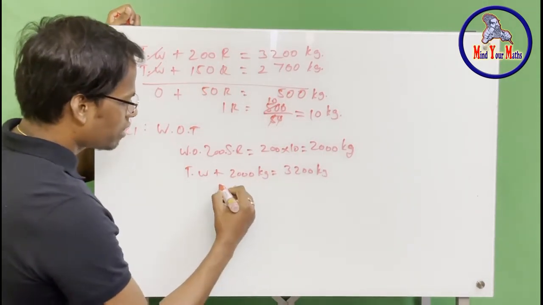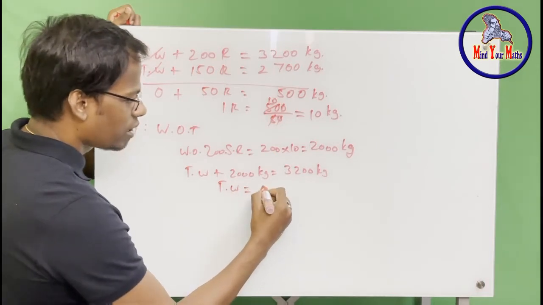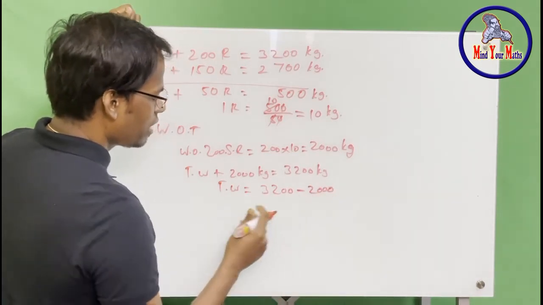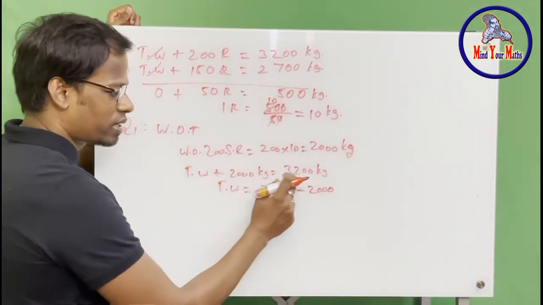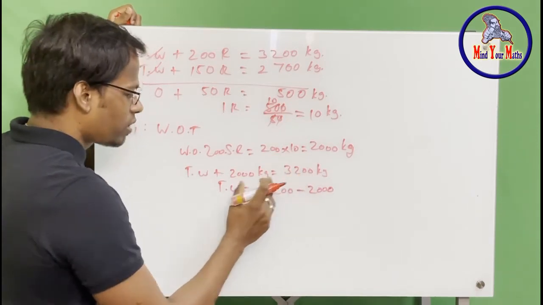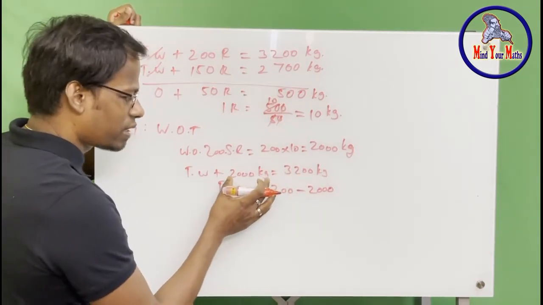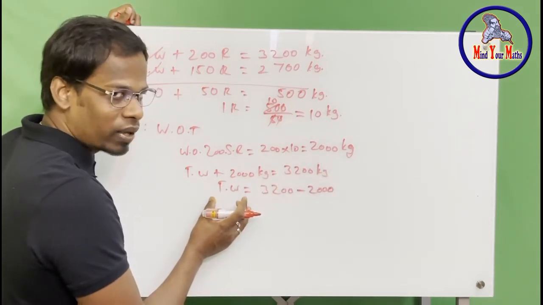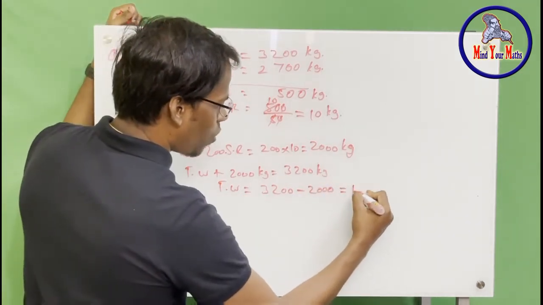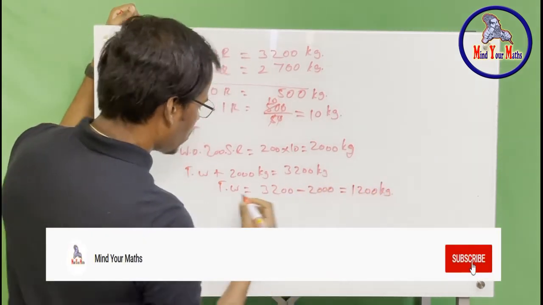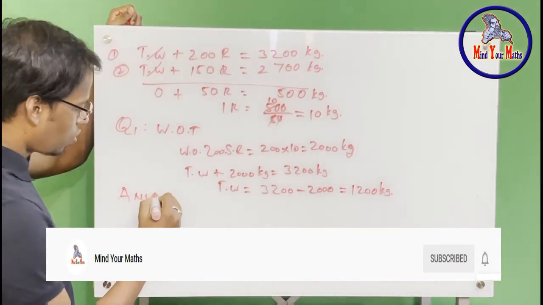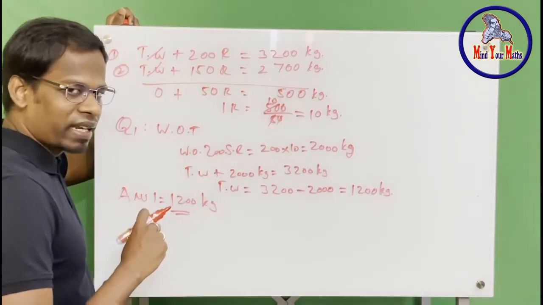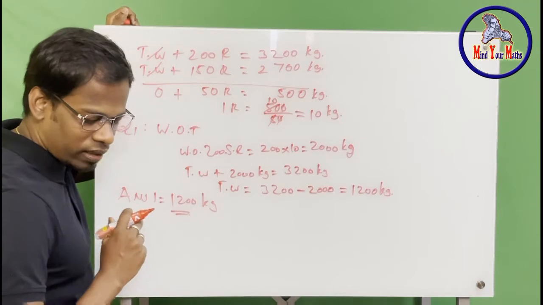So now truck's weight in that case will be how much? 3,200 minus 2,000. Yes, very good. Truck's weight plus 2,000 is this much. This is the total weight. So if you want to find only the truck's weight, if you subtract the rice weight from the total weight, you will get the truck's weight. Got it? Okay, so now this is 1,200 kilograms. So answer 1 is 1,200 kilograms.